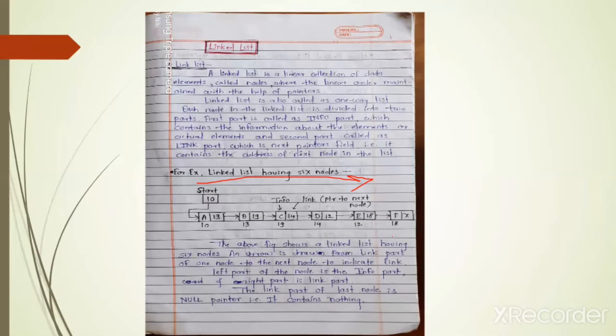Each node in the linked list is divided into two parts. First part is called info. Suppose A, its info means data. And second part is link, that is a pointer to the next node. First part is called the info part, which contains the information about the element or the actual element. And second part is called the link part, which is the next pointer field, that is it contains the address of the next node of the list.